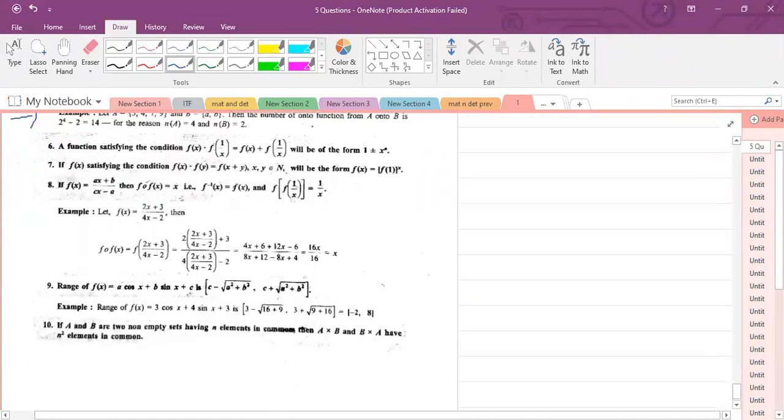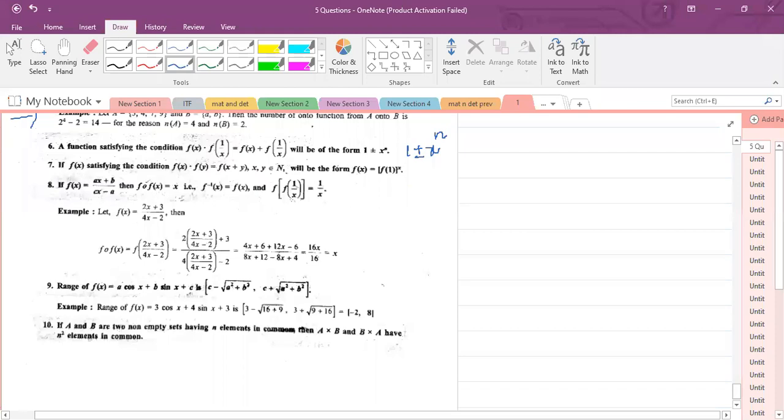Then this is very, very important. Sixth one: a function satisfying the condition f of x into f of 1 by x is equal to f of x plus f of 1 by x will be of the form 1 plus or minus x raised to n. Okay.